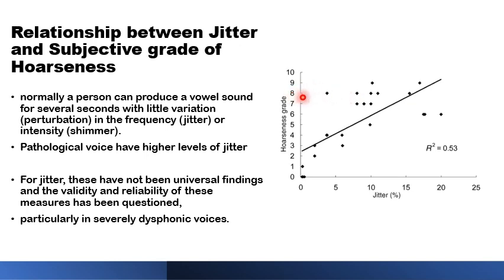Like, for example, grade 8, it varies between maybe 4% jitter and about 17% jitter for the same grade of voice. The relationship between jitter and the subjective hoarseness grade is not linear. You could see all these dots scattering away from the diagonal straight line. Perhaps about 50% of the hoarseness can be explained in terms of jitter. This is the effect size in here.